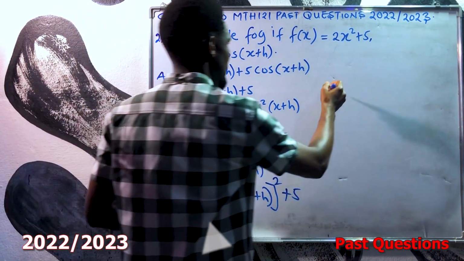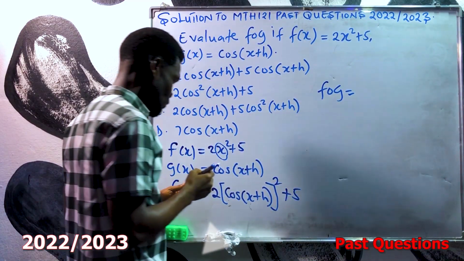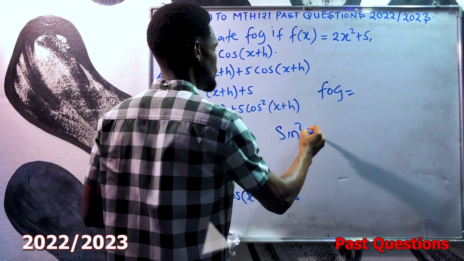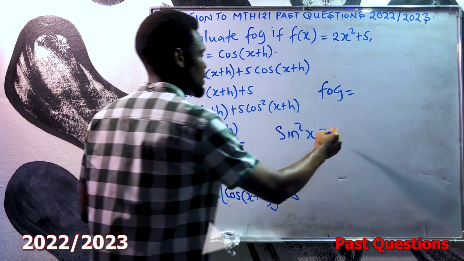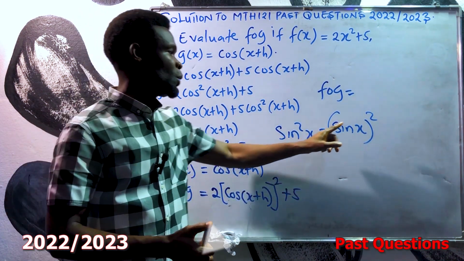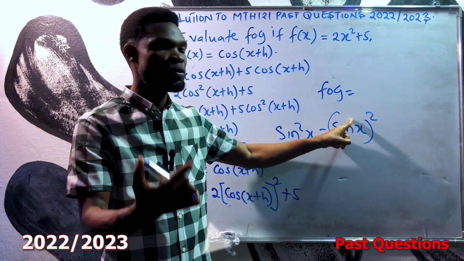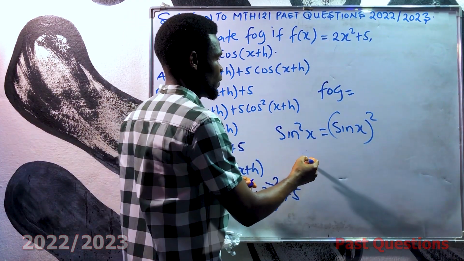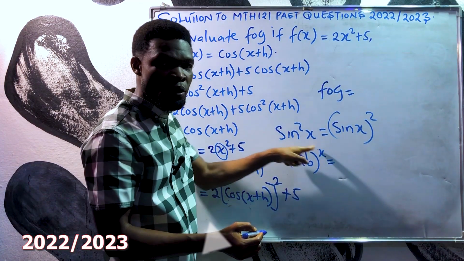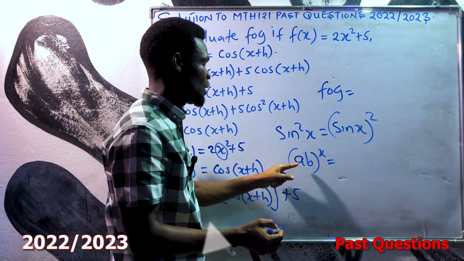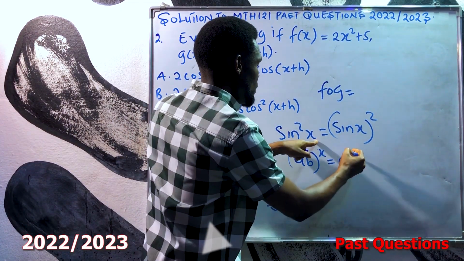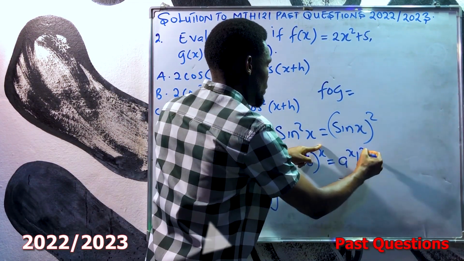Then f composition g will be equal to, please remember, in trigonometry, if I have sine square x, it is the same thing as sine x all raised to the power of 2. In other words, when this power comes into the bracket, like you studied in indices, that if I have ab raised to the power of x, when this x comes into this bracket, it will take the power of a and also the power of b. So I'll have a raised to the power of x and b raised to the power of x.